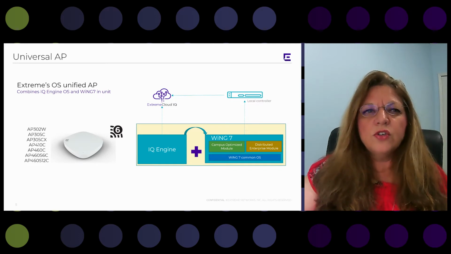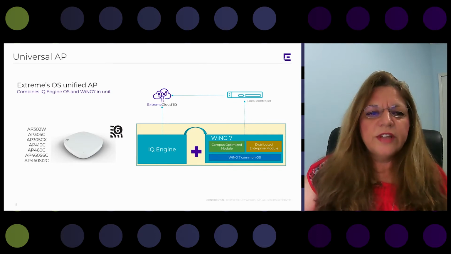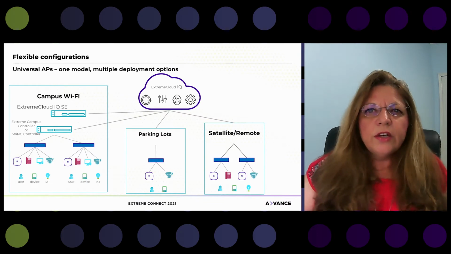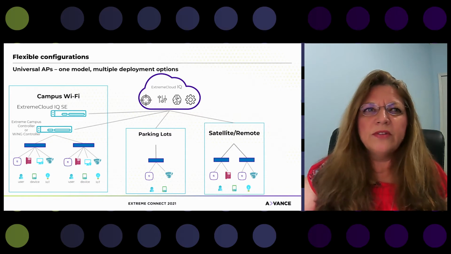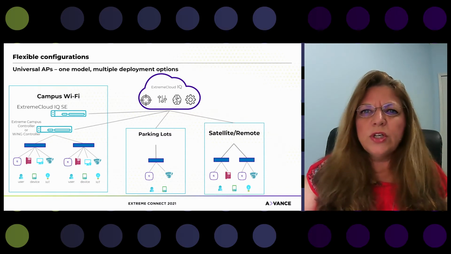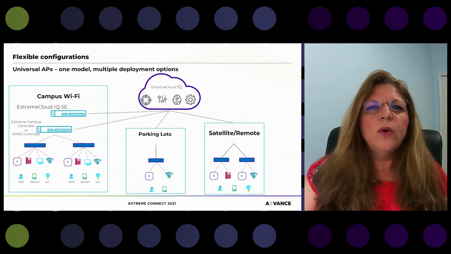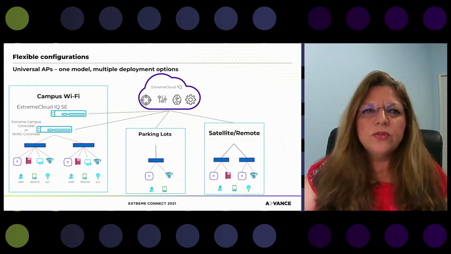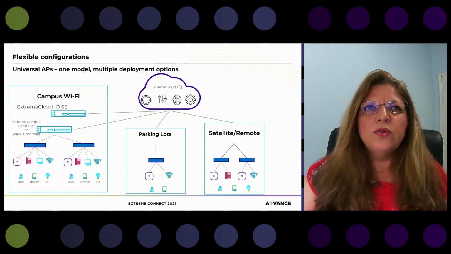The AP400 series will be actually launched on June 1st. So again, IQ Engine, same user experience. That's what universal is all about. So if you take a look at current deployments, now you can have scalable, flexible deployments, whether it's on a campus controller, whether it's on Wing controllers, whether it's indoor, outdoor, they can all talk back to XIQ and have the same user experience. That's key with the universal hardware. The user experience needs to be the same across multiple platforms.